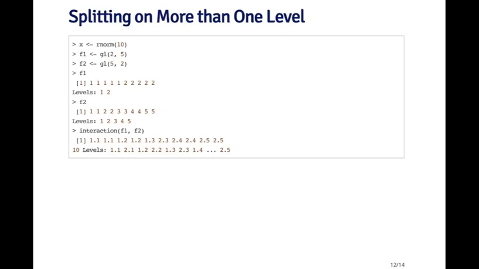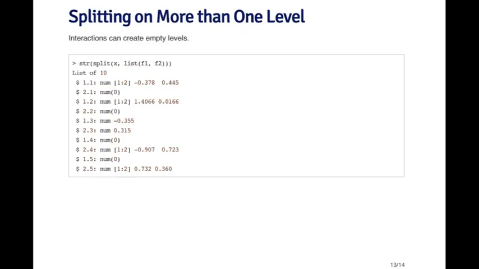So I can use the interaction function to combine all the levels of the first one with all the levels of the second one. Because there are 2 levels in the first factor and 5 levels in the second factor, there's a total of 10 different levels when you combine the 2 together. When I call the interaction function, I get another factor that concatenates the levels of one with the other, and you can see that it prints out a total of 10 levels. Okay.